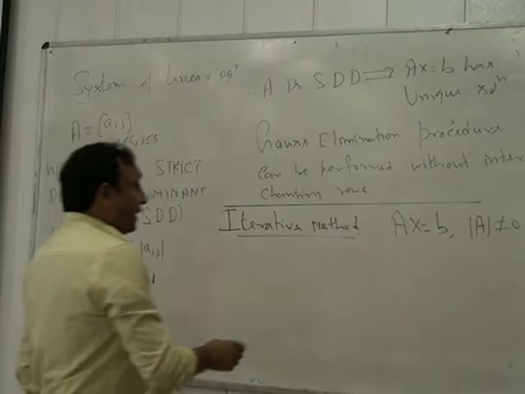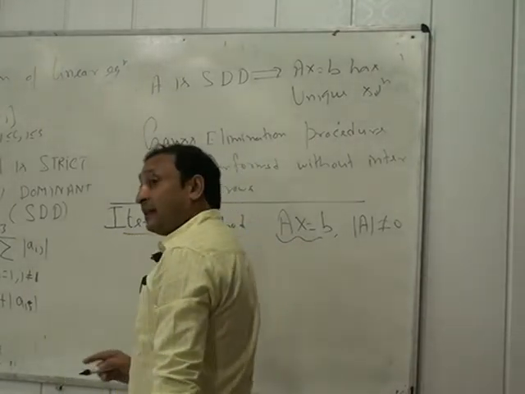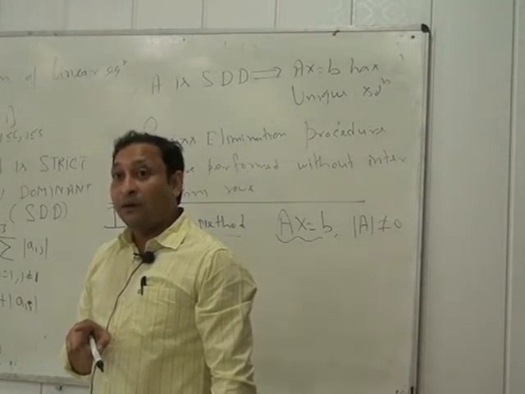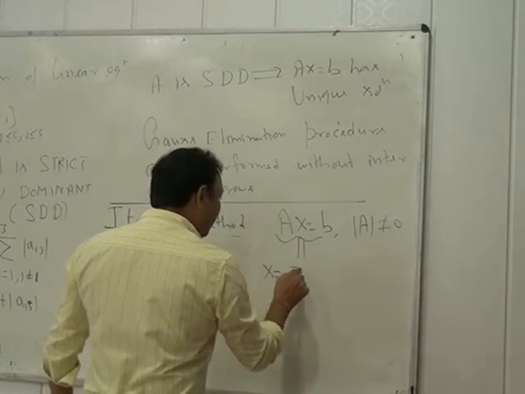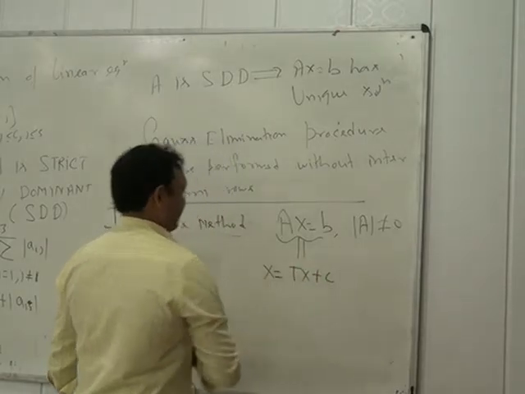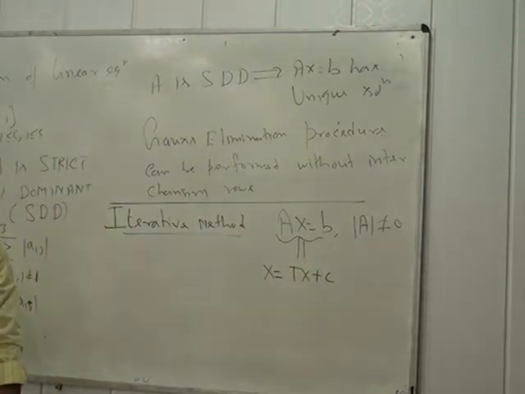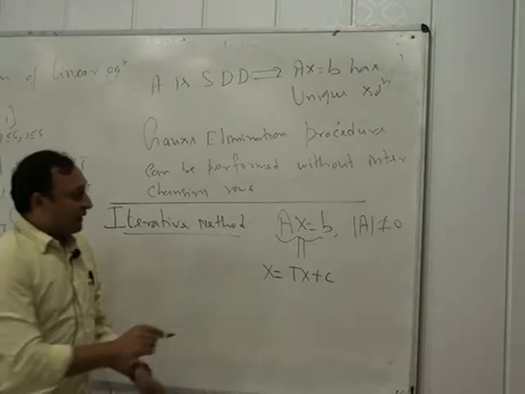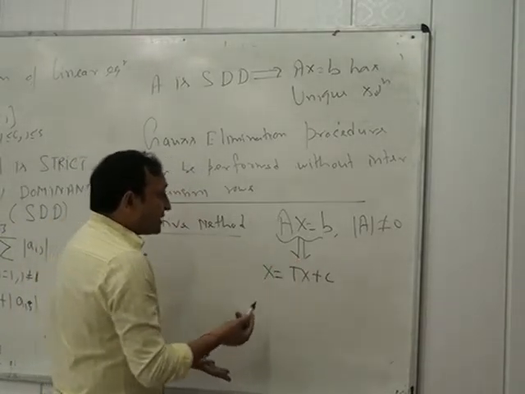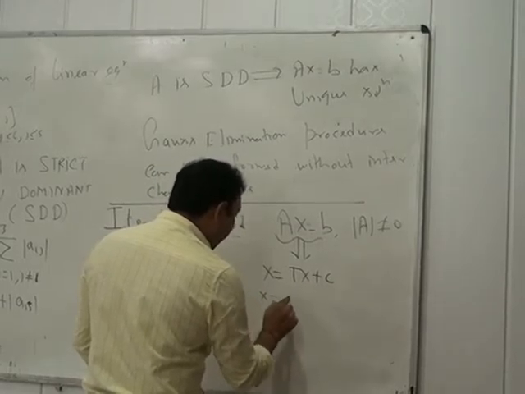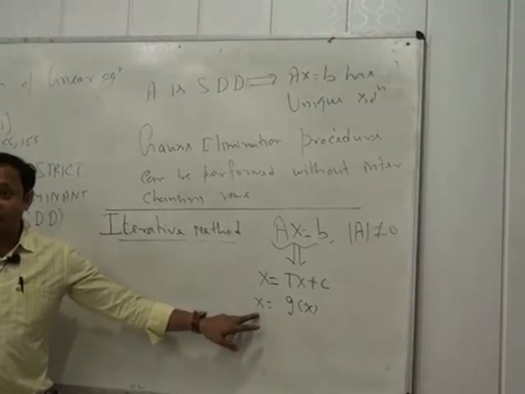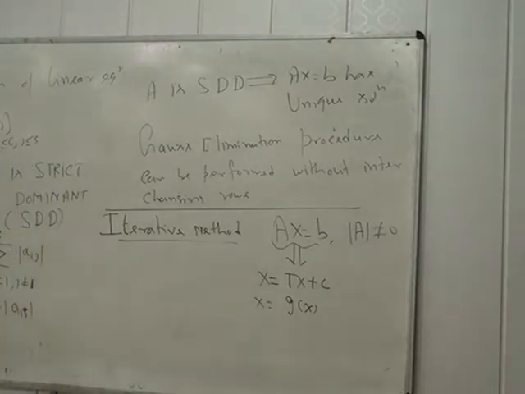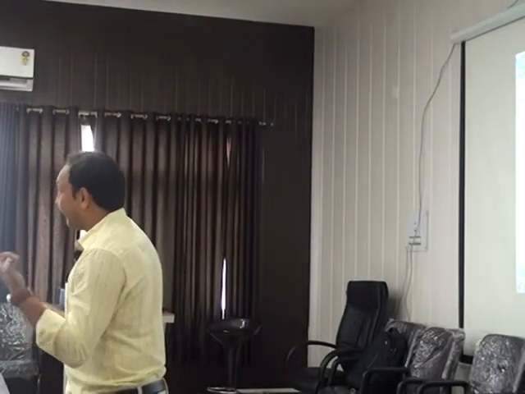Then I want to write this in the same form as x equal to f of x. So somehow I will try to write this as x equal to some new matrix T times x plus some vector C. Now it is just like x is equal to some g of x. Find the fixed point of g, and that will give you the answer.